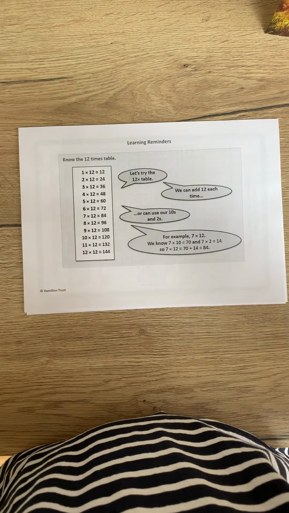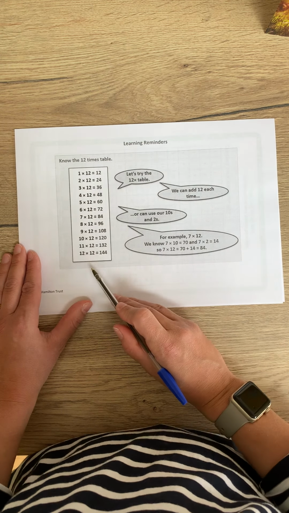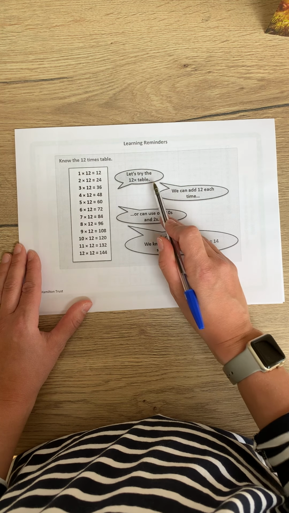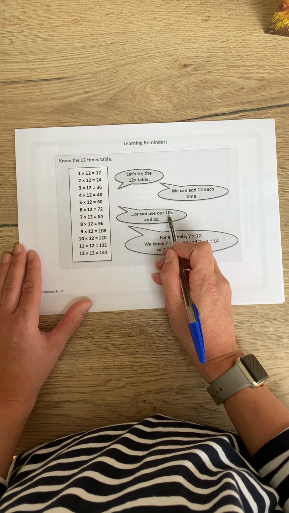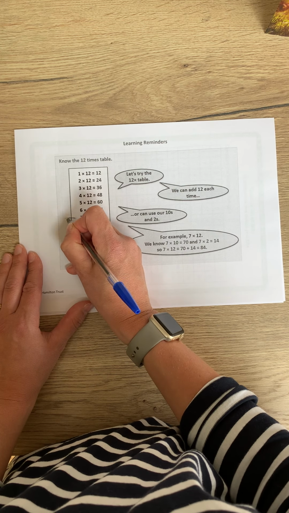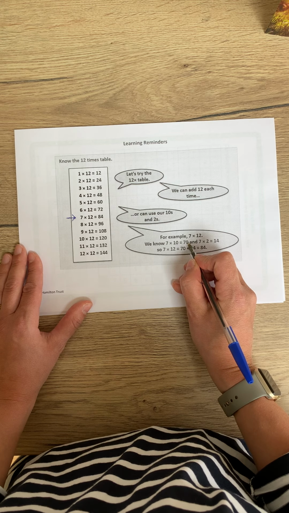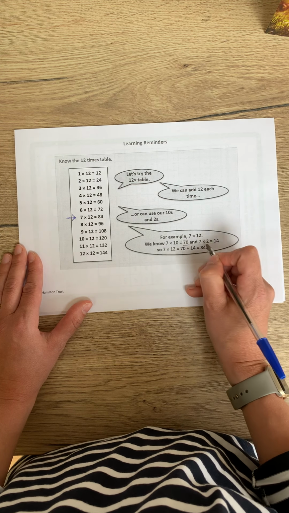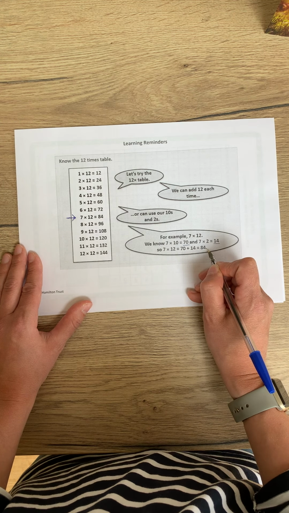Right. 12 times table. Again, this is a table showing you the 12 times table. Have a look at some of the bubbles here that give you some ideas. I quite like the one that says use our 10s and 2s. So for example, 7 times 12, which is this one here. We know that 7 times 10 is 70 and 7 times 2 is 14. And then you add those answers together. 70 add 14 equals 84.